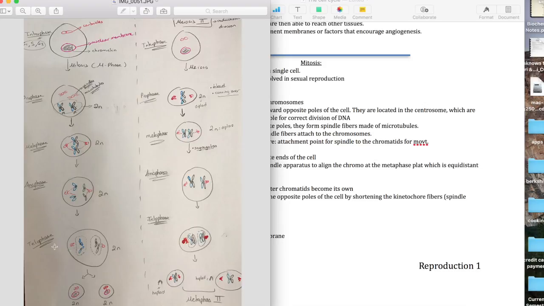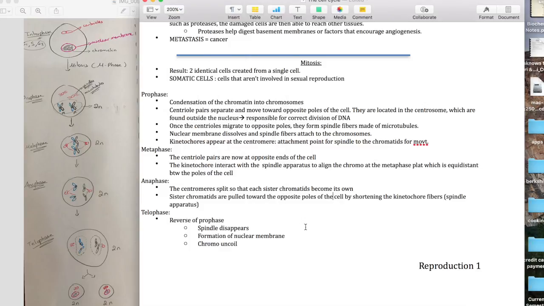Telophase is the reverse of prophase, basically. And then you would have actin in the middle right here, splitting the middle of the cell, forming two identical cells, right? And the results are two cells, two diploid cells.